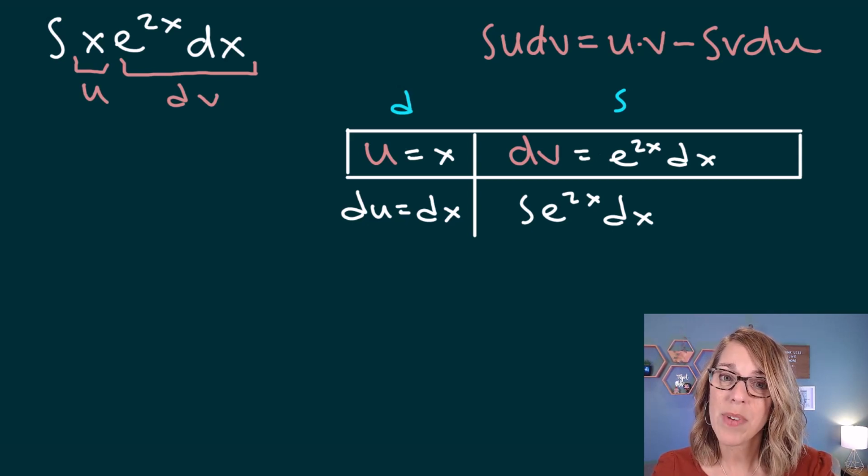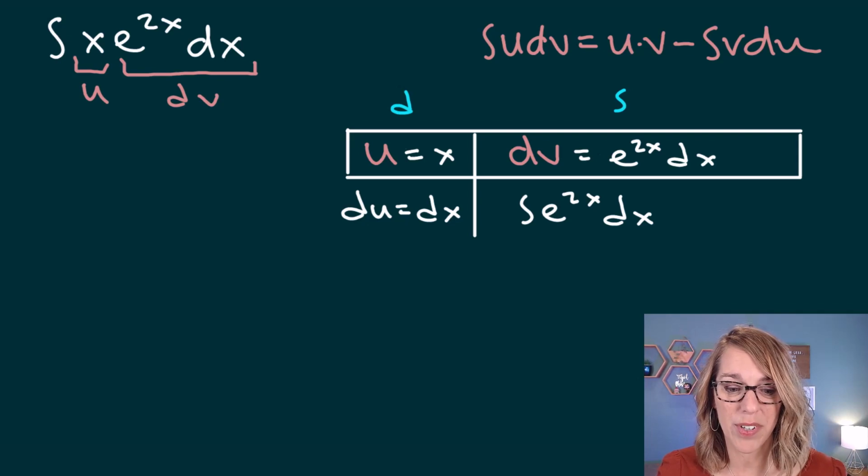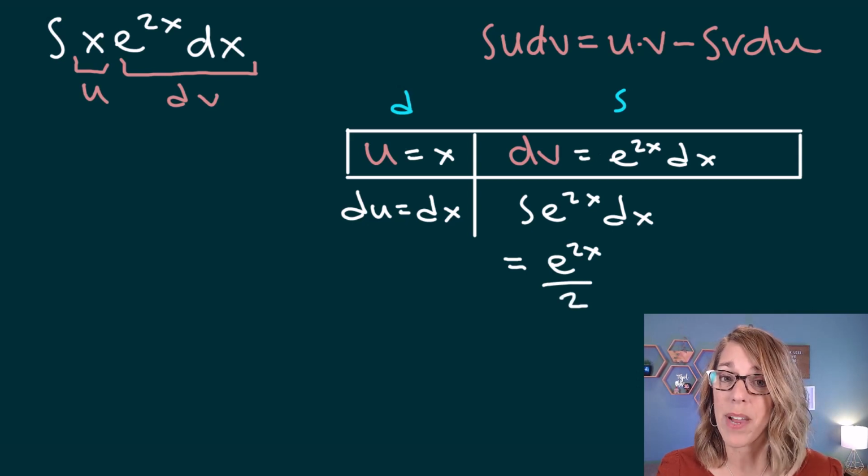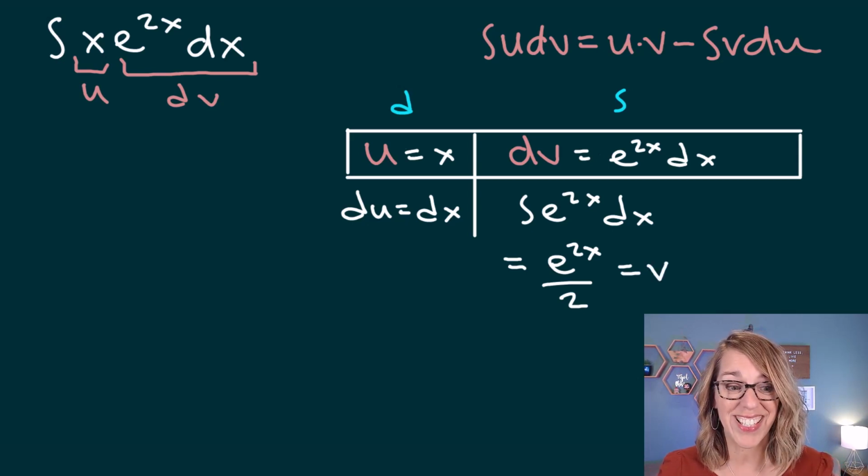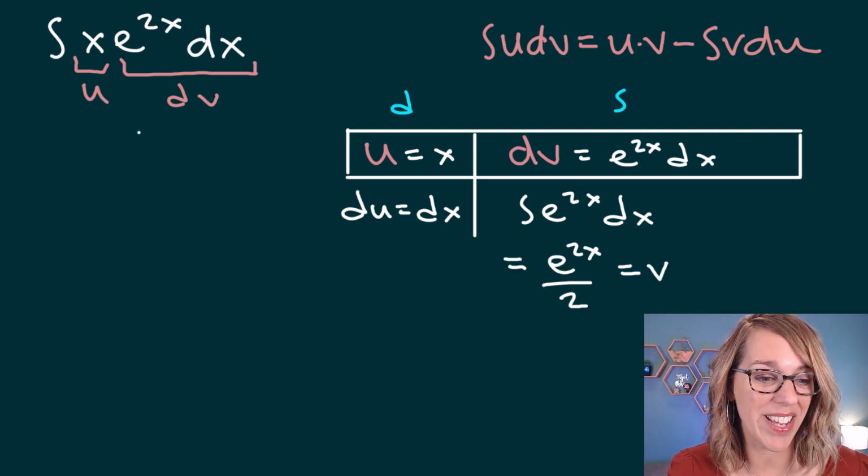This works really well because we've got x to the first power, so I'm going to go ahead and use that shortcut. I get an e to the 2x. I get that one back, but divided by 2. You could also do a u substitution here, but this is equal to our v. I'm going to remember the plus c when I am finished with my integral.